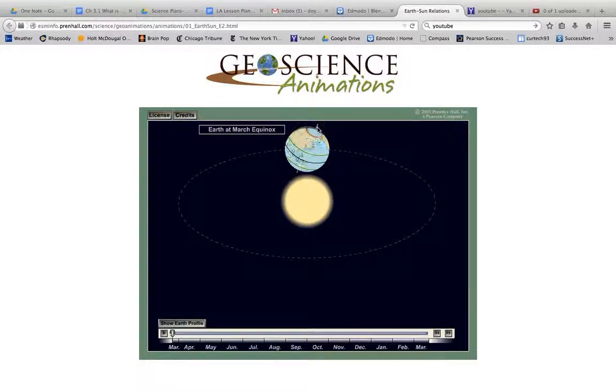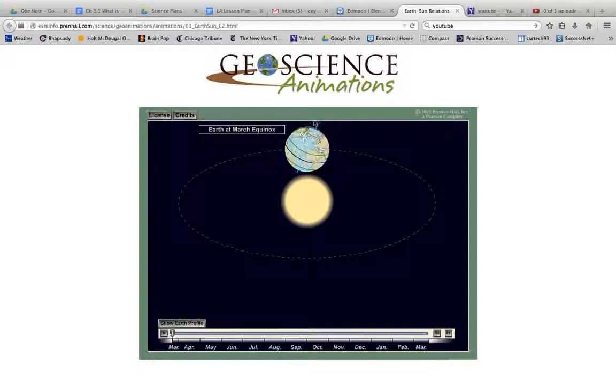The Earth here is in orbit around the Sun, so this dotted line is the Earth's orbit. We also say the Earth revolves around the Sun, and one full orbit we call a revolution. Okay, so the Earth revolves around the Sun, or goes in revolution around the Sun.